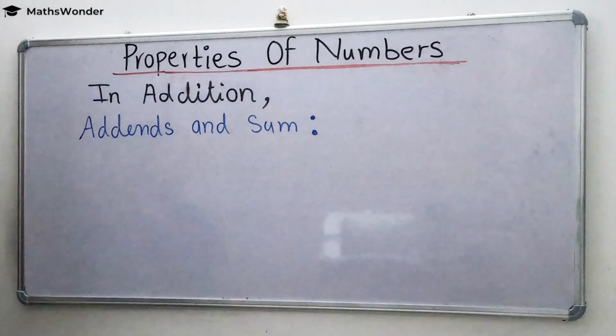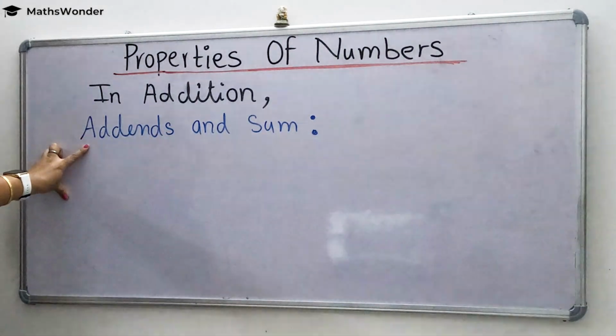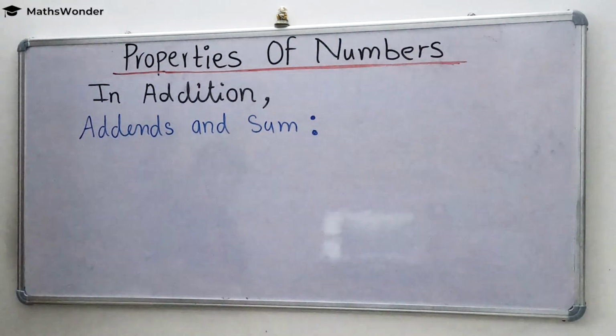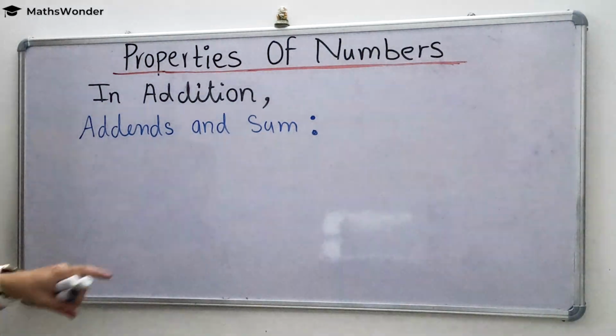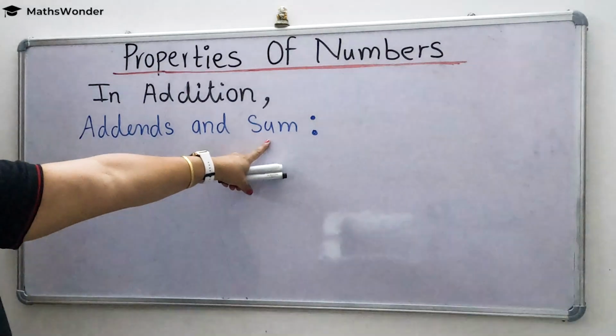Now, before we start the properties of numbers, you should understand the terms of addition: addends and sum. What is the meaning of this? When some numbers are added, each of the numbers to be added is known as an addend, and the result obtained after addition is called the sum.